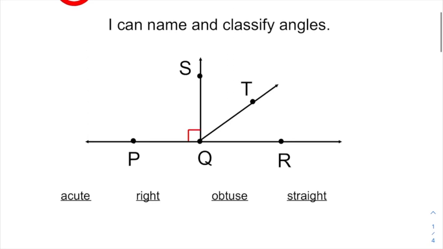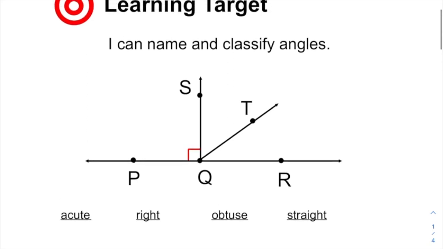So there are a few basic types of angles that we have to identify and define. The first one is going to be acute. Just like the name, oh, it's cute, it's tiny, it's small. An acute angle is less than 90 degrees.